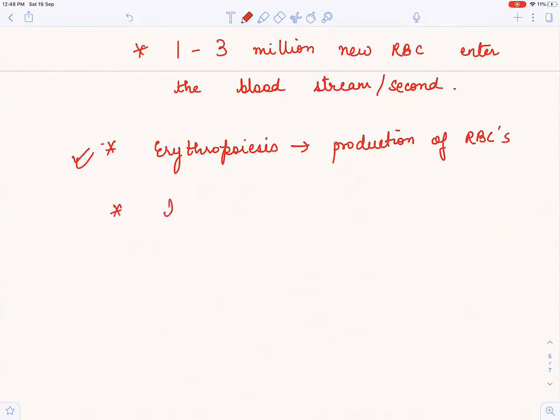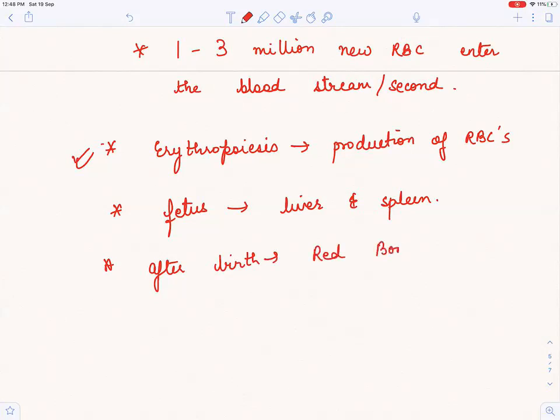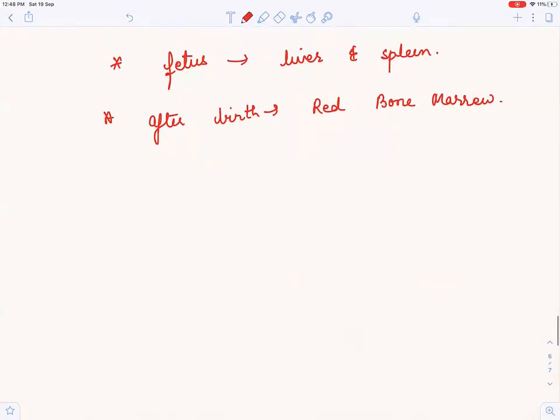So in the fetus, this erythropoiesis happens in the liver and spleen. Please remember it. Okay, and after birth, where does it happen? Erythropoiesis, red bone marrow. Okay, now something more about erythropoiesis, although we'll be doing it in detail. Vitamin B12 and folic acid. Which vitamins? B12 and folic acid stimulate what?